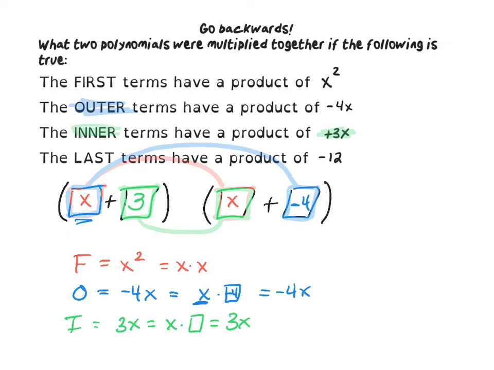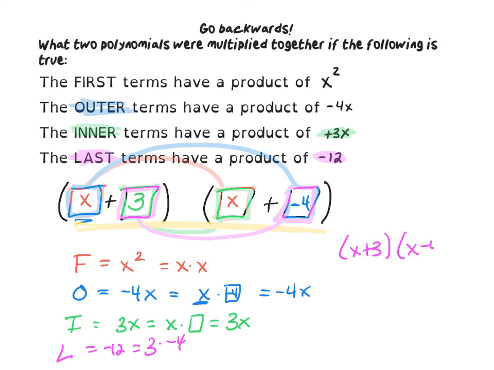Now it does tell us we actually already have both binomials filled in. But just to double check, the last terms are supposed to have a product of -12. If I took the last term in this parenthesis and multiplied it by the last term in this parenthesis, we do get -12, because that is 3 times -4. So what two polynomials were multiplied together to get this? Well, they multiplied x plus 3 times x minus 4.